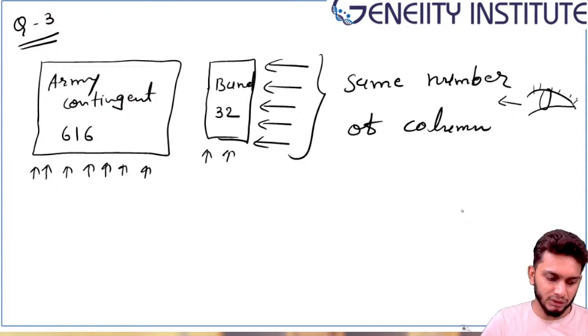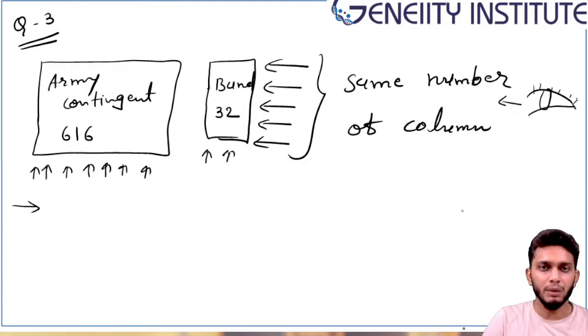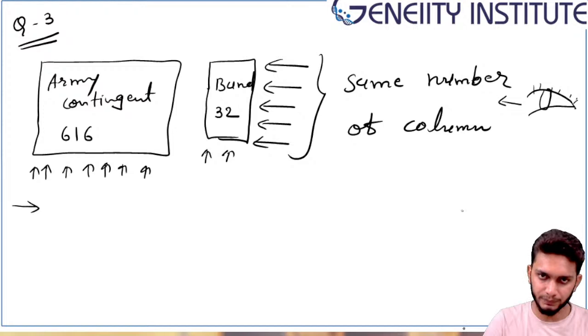So what is the maximum number of columns in which they can march? The maximum number of columns they can march in. See, what do you have to do?